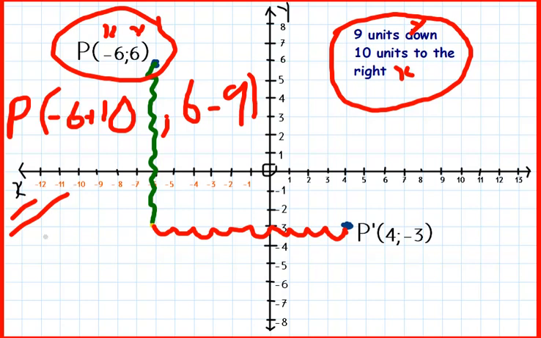And we get that our translated point in yellow again, so P with a straight line on top, -6 plus 10 is +4. And 6 minus 9 is -3. And that's how we get that point right there. So let's have a look at the next example.